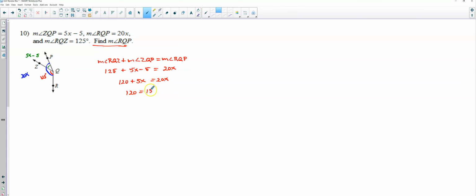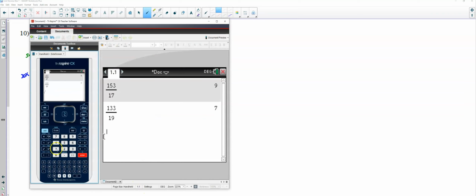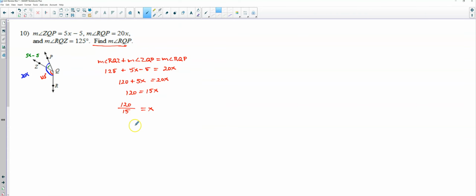That's 15x. Now I divide by 15 on both sides. So 120 divided by 15 equals x. Okay, go to the calculator. 120 divided by 15, that's 8. So now I know that x equals 8.